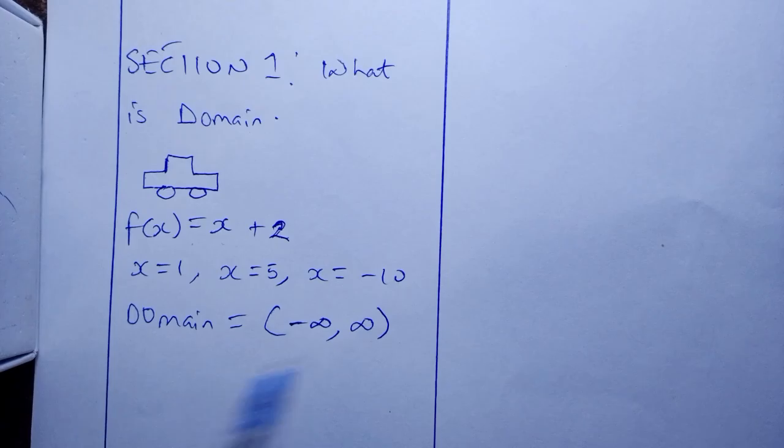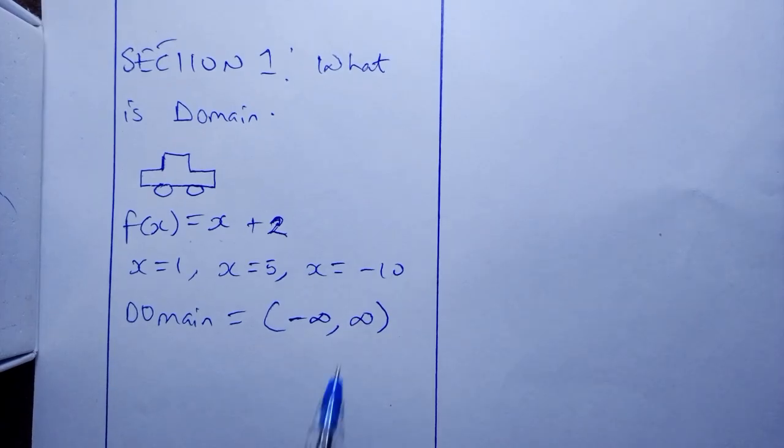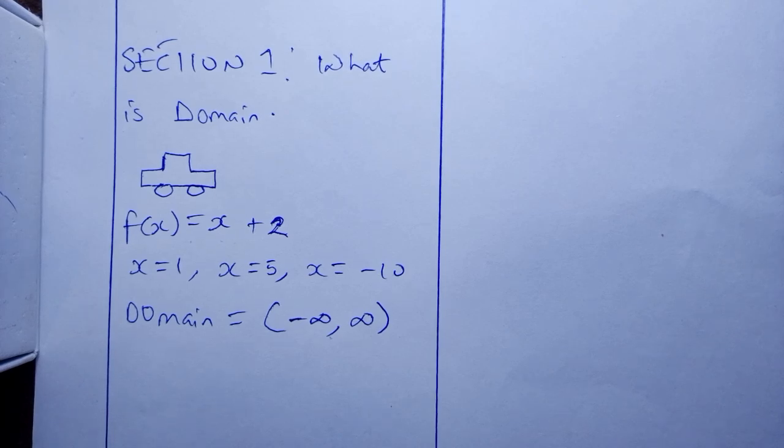That's our domain here: all real numbers. This means all real numbers from minus infinity to positive infinity. That's the domain of this function. This is what domain simply means. Domain is simply the input that the function can take without making it wrong.